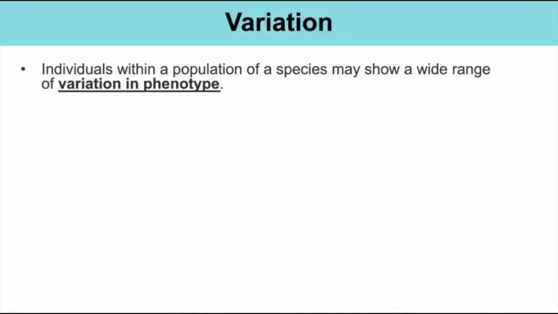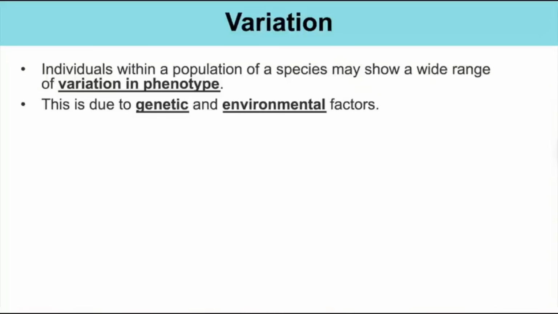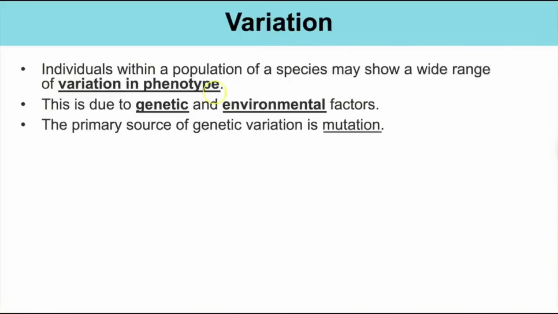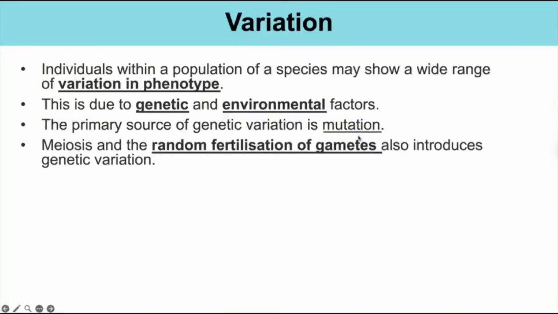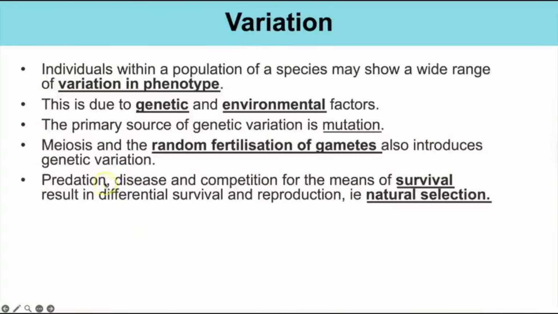3.7.3, evolution may lead to speciation. So variation, individuals within a population of a species may show a wide range of variation in the phenotype, and that is because of both genetic and environmental factors. If it's genetic variation, the primary source of genetic variation is mutations, but also genetic variation is introduced through meiosis and the random fertilization of gametes.